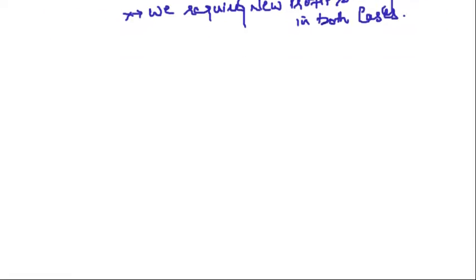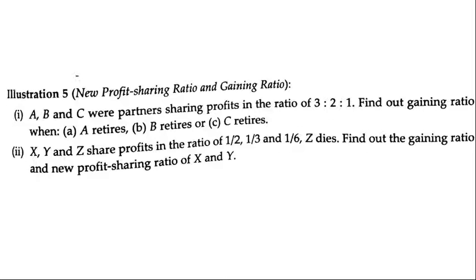Now, let's see a practical problem on gaining ratio. See the first part. A, B and C were partners sharing profits in the ratio of 3:2:1. Find out the gaining ratio when A retires. Read this much only. They say there are 3 partners, A, B and C. They are sharing profits in the ratio of 3:2:1. Clear? They say A retires. We have this much information only.